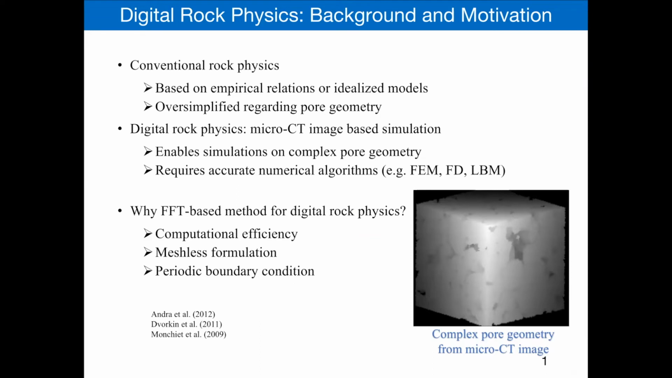Conventional rock physics computes the two parameters based on empirical relations or idealized models, which is oversimplified regarding pore geometry. Digital rock physics based on micro-CT images, however, enables us to simulate the two parameters with complex pore geometry, which is more accurate than conventional rock physics.